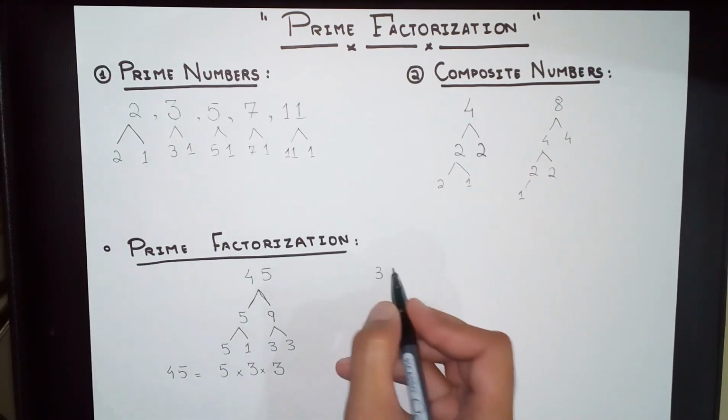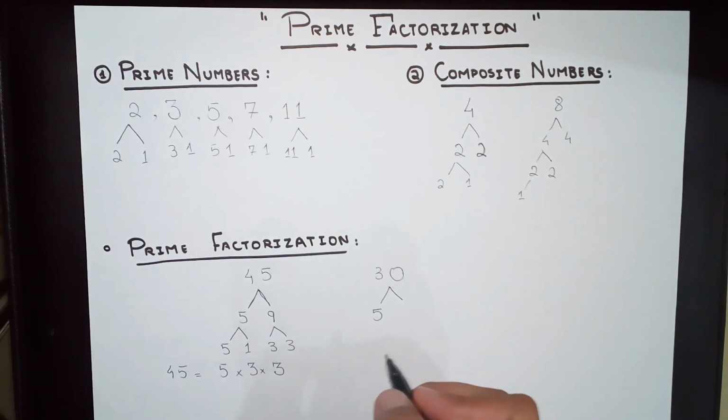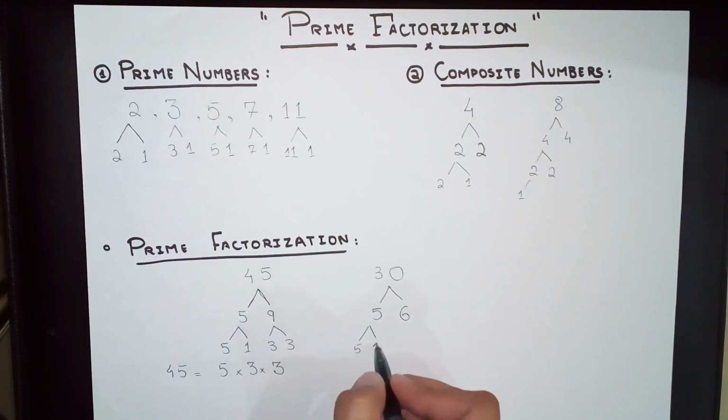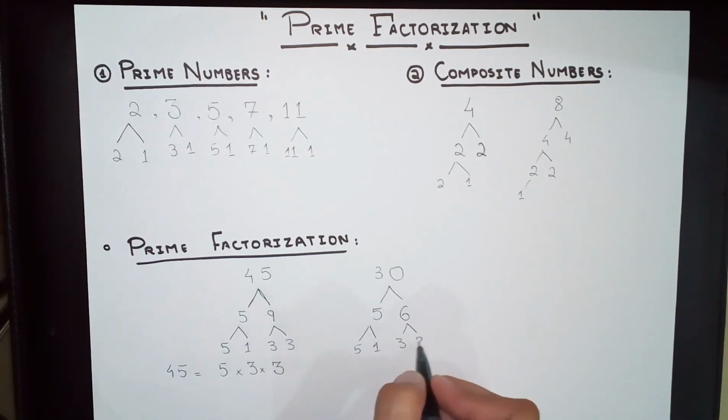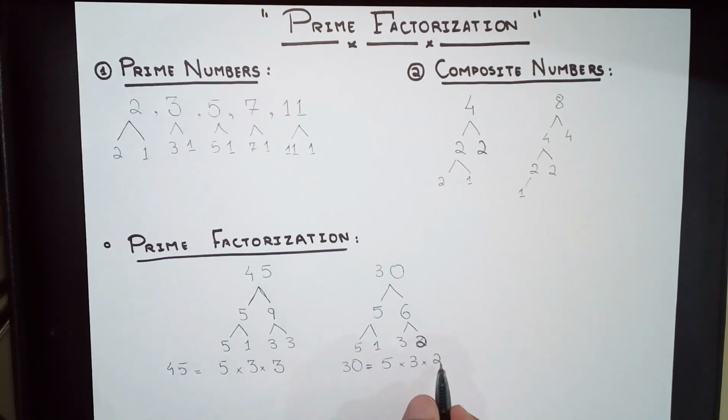We do another example. 30. 30 can be written as follows. 5 times 6 equals 30. We can't reduce 5. We can reduce 6: 3 times 2. So 30 can be written in its prime factorized form as 5 times 3 times 2. 5 times 2 is 10, 10 times 3 is 30. Okay, 30 is equal to 30.